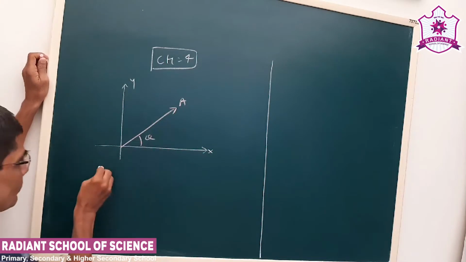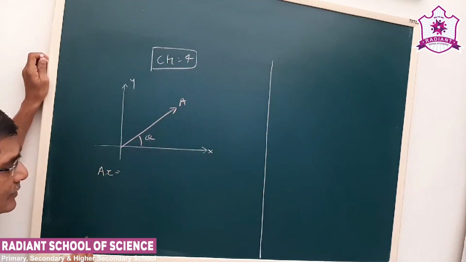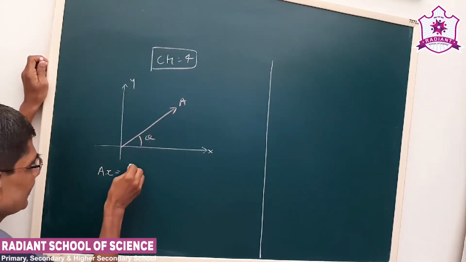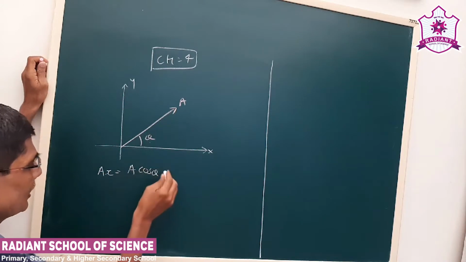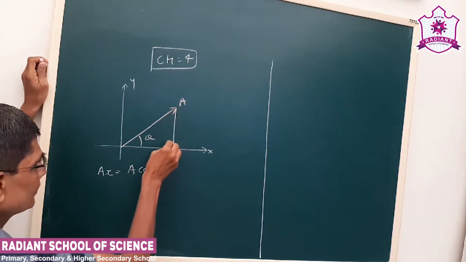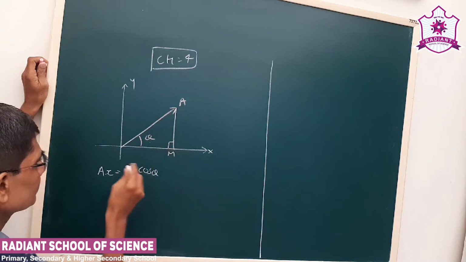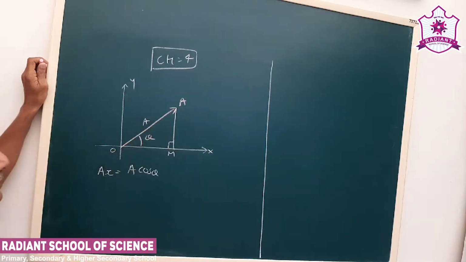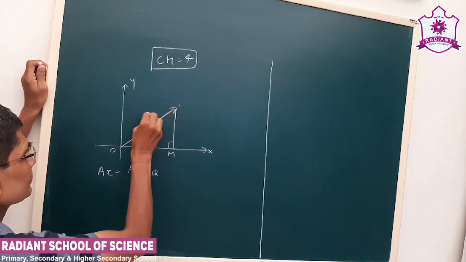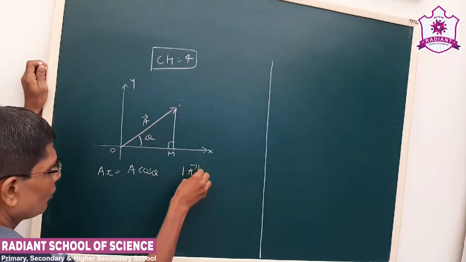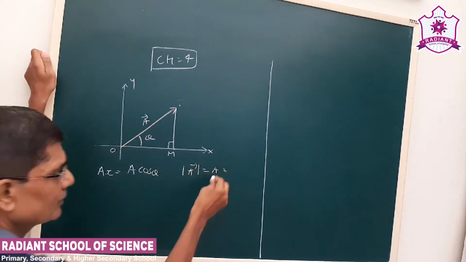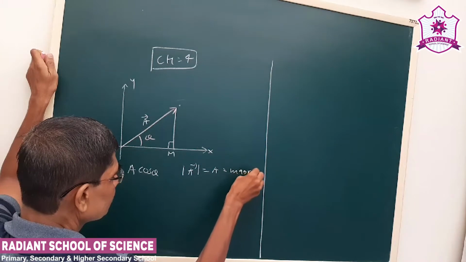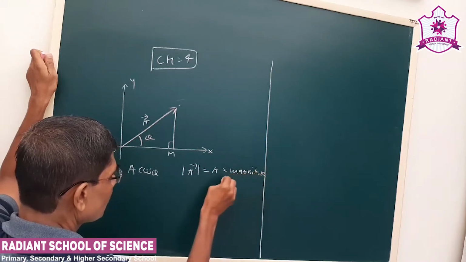So what is the component here? Ax, that is the x component, is A cos theta. See, how do we obtain this? Suppose I drop a perpendicular here. Now this is vector A. Whenever we write in modulus like this, that shows the magnitude of the vector.